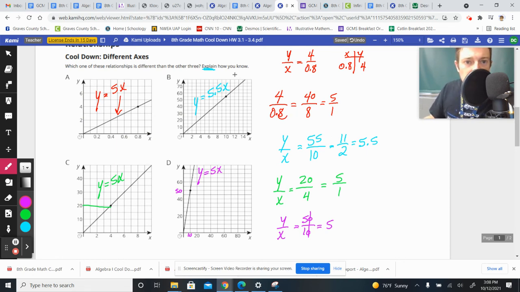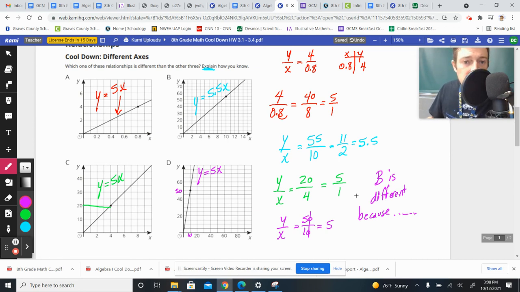So we're going to say that which of these relationships is different? We're going to say B is different because, and I'm not going to write it, I'm just going to say it. You can add this to your shown work and your explanation. Your explanation should say B is different because its constant of proportionality is 5.5, while the others are all 5, or something along those lines.